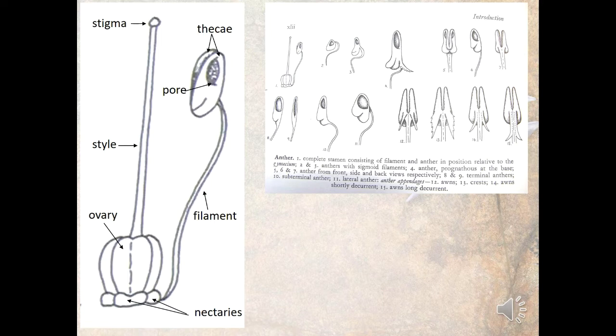And also what's important is how the filament is joined to the anthers. So either they're joined at the back or at the bottom. So these are really important things to take note of, because Erica is such a huge genus. You will need many characters to be able to get an identification.